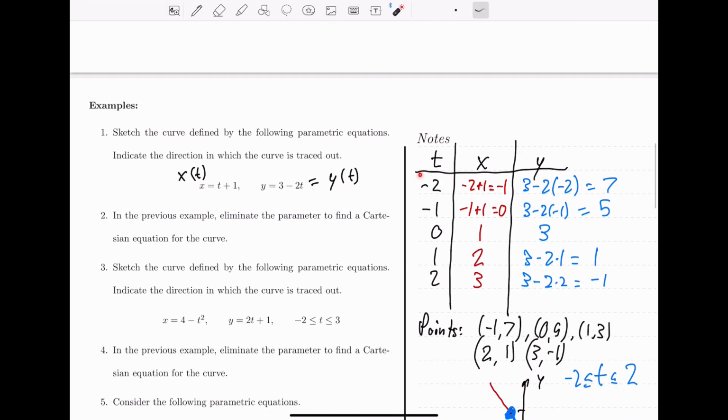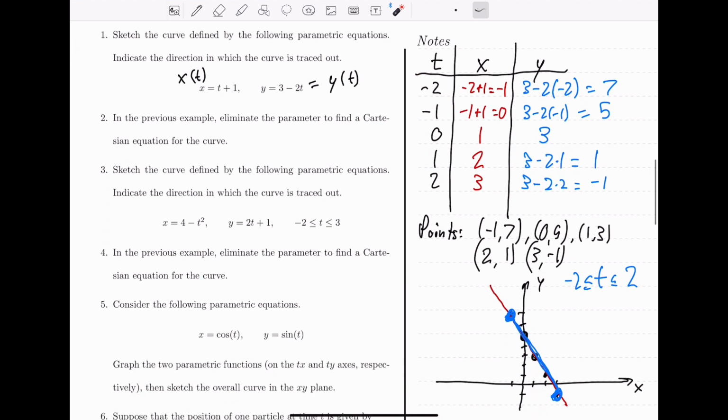As t increased from -2 to +2, the curve was sketched out in this direction. So we could add an arrow here to describe how the curve is sketched out. The curve moves in this direction as t increases. So parametric equations have a directionality to the curves, and this is especially useful if we want to model trajectories or an object moving. We can add a direction to how the curve progresses.